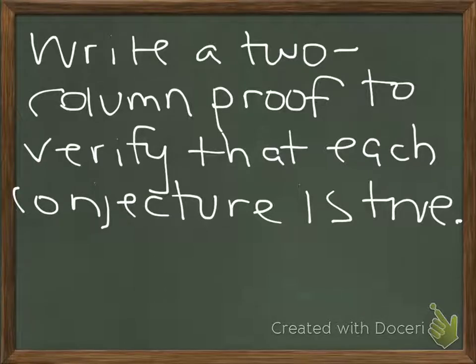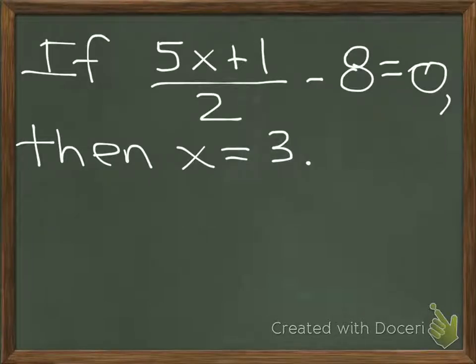Now it's asking us to write a two-column proof to verify that each of these conjectures is true. So this is our first conjecture. Just like we did with the last problem, we're going to solve this problem. We need to get from if 5x plus 1 over 2 minus 8 equals 0 to then x equals 3. So we're basically solving, as I said.